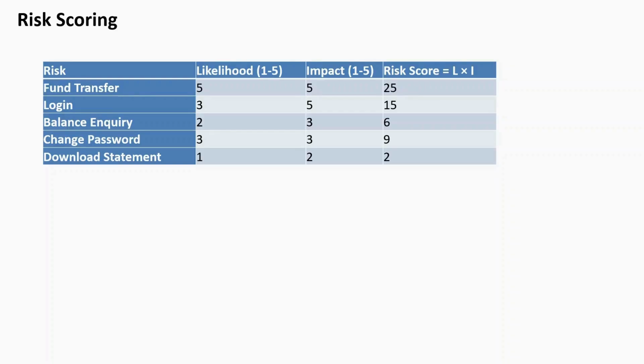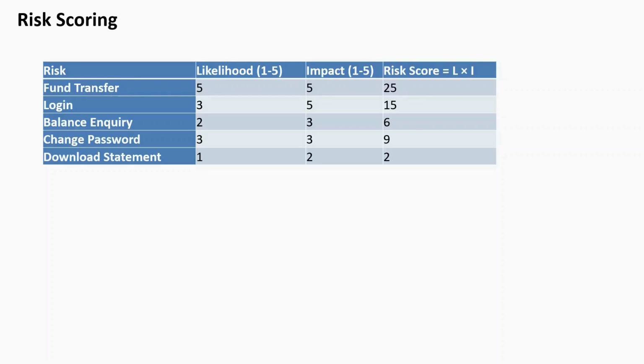In contrast, for download statement the likelihood of occurrence is 1 and the impact is 2. This gives us a score of 2, and it is a low risk item that can be tested with less priority. Overall, this is a simple matrix that helps the QA team to quickly identify which areas of the application are more critical and where to focus their testing effort first.